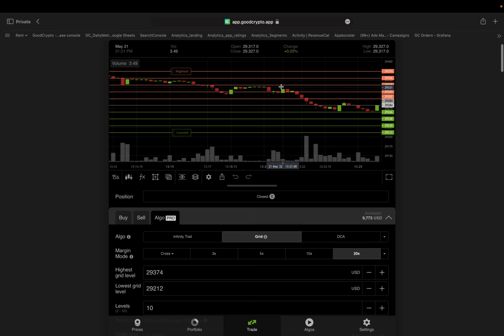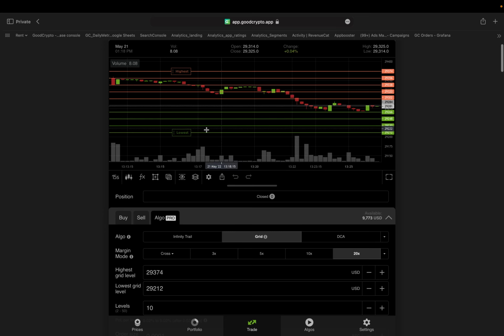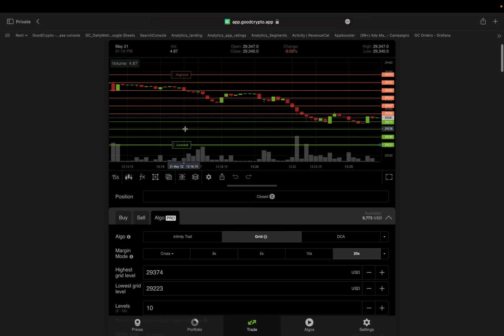So each time the price goes from one level to another, you're making money, because, for example, it will buy, let's say, here and sell here. If the grid was running and it was set up like this, you can see it would have bought here, sold here, bought here. It will sell here when the price goes up. So that's basically the essence of grid trading.